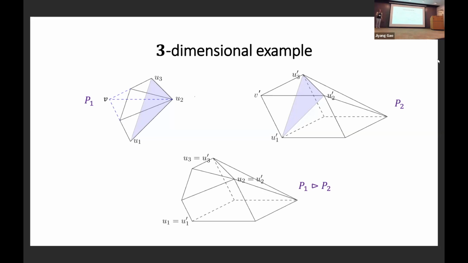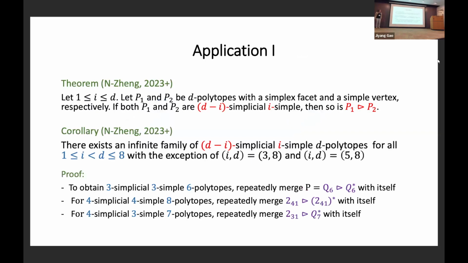Okay, so why is this operation interesting? Because it turns out that if both of those polytopes are d-dimensional simple, then so is the merge. Also, it's not hard to check that if P1 is a simplex, then the result is just P2. If P2 is a simplex, the merge is just P1. But if neither of them is a simplex, the merge will have more vertices than P1 and also than P2, so it's a new polytope.